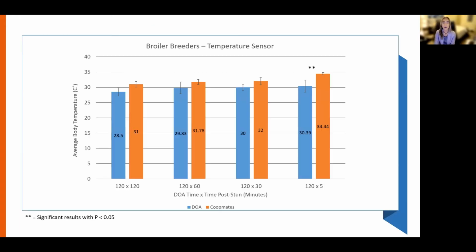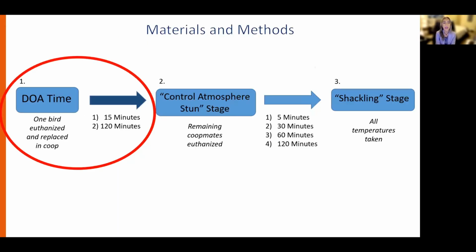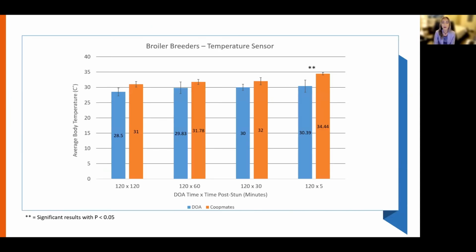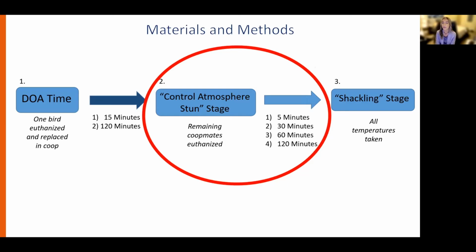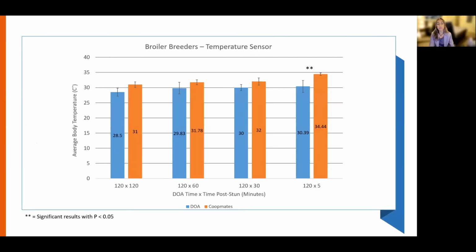On the x-axis, we have our DOA time. That represents this part of the stage here, where we euthanize one bird and put it back in the coop. On the x-axis, we also have the post-stun time. That represents our controlled atmospheric stun stage and the time waited after until all birds were shackled. Our blue bars represent the DOA's average body temperature, and the orange bars represent our coop mates. Now, this is analyzing study number 1, where we used broiler breeders and only the temperature sensor.